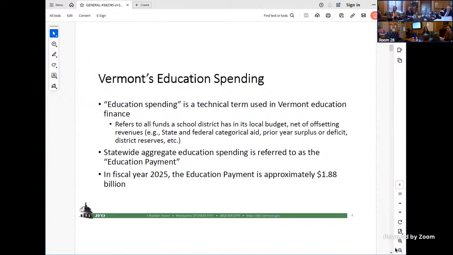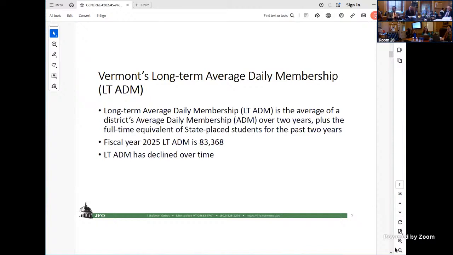Okay, so that's what we're using to compare against, this term education spending, which we use in most analysis. I know I'm not in here as much as I'm in other committees, but often we're talking about education spending. We're also talking about Vermont's long-term average daily membership. Essentially, this is the average number of kids in school, right? This is what we use in our financing formula that we apply the weights against. FY25, this is 83,400, give or take. And we know that count has been declining over time.